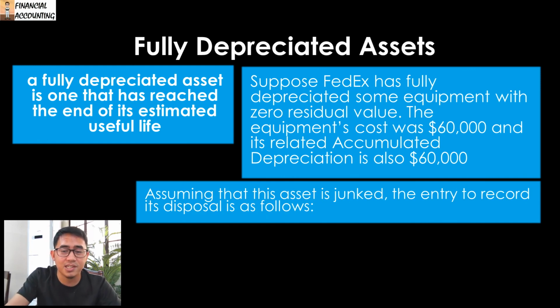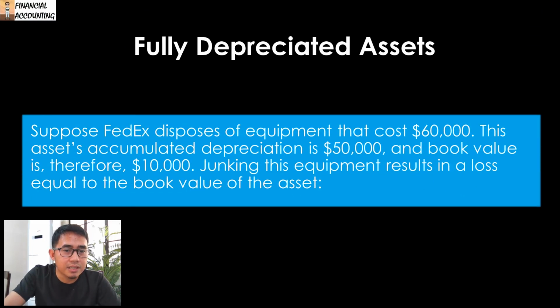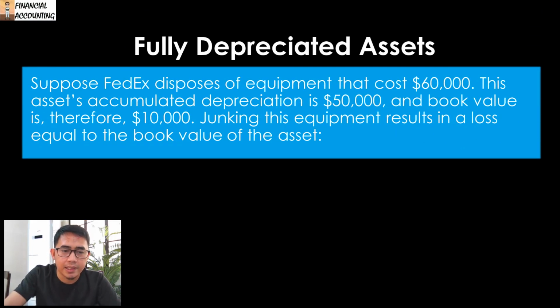So assuming that this asset is junk, the entry to record its disposal is as follows. If the asset is disposed, you will just reverse the accounts. You will debit accumulated depreciation and credit machinery, and derecognize it from the books. You turn its balance into zero because it is already fully depreciated. There are times also that the asset has a residual value, if you are able to account for its residual value.